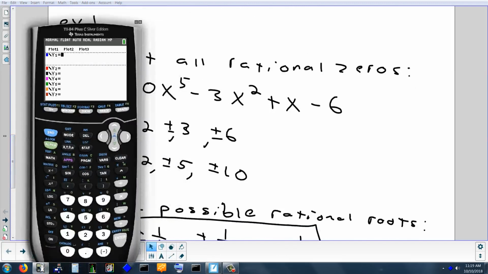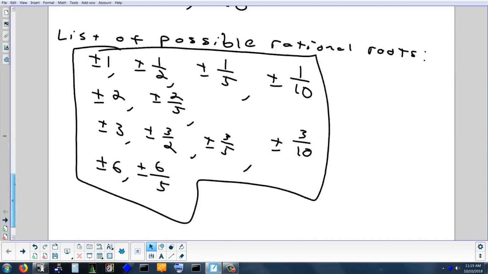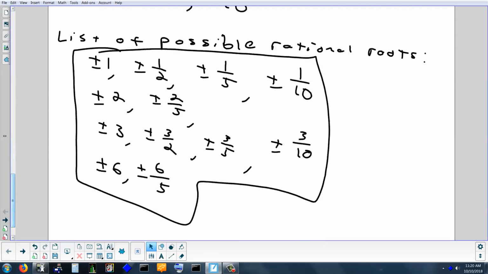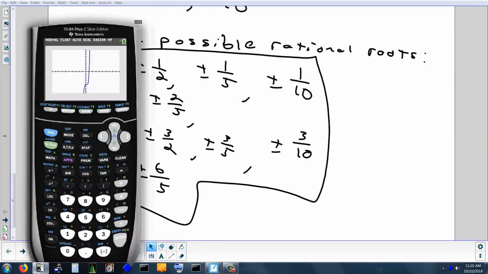10x to the 5th minus 3x squared plus x minus 6. Okay, so this first step, I call this just generating a list of possibilities. Now I'm going to look at the graph, and I'm going to narrow that list down by looking at them.